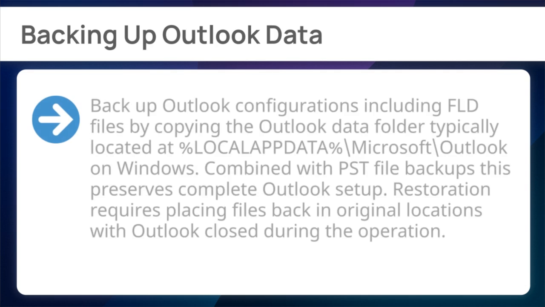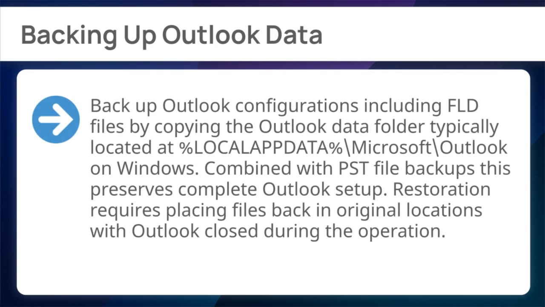Finally, backing up Outlook data. Back up Outlook configurations, including FLD files, by copying the Outlook data folder, typically located at %localappdata%\Microsoft\Outlook on Windows. Combined with PST file backups, this preserves your complete Outlook setup. Restoration requires placing files back in their original locations with Outlook closed during the operation.